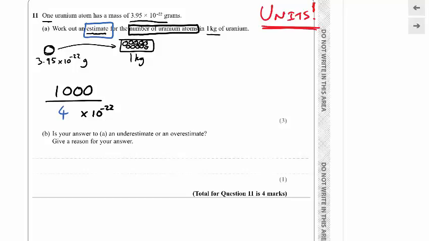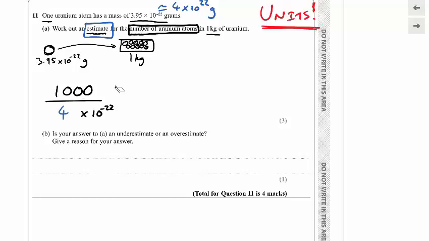So in other words, we're just saying this 3.95 times 10 to the minus 22 grams is roughly 4 times 10 to the minus 22 grams. So that's all we're saying there, all right? Okay, can we do that then? Well, in my head, no, right? Because what I've got on the bottom is stuff involving standard form and stuff on the top. So I'm trying to do 1,000 divided by 4 times 10 to the... I just can't do it. So it makes sense then to convert the numerator into standard form as well.